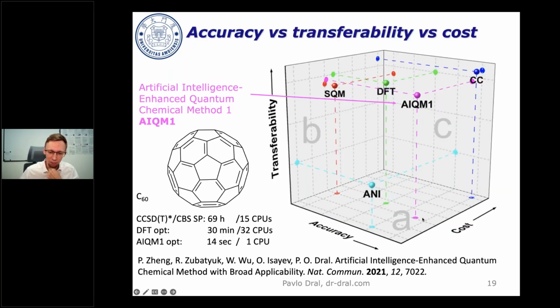If you look at this simplified scheme of accuracy, computational cost, and transferability, you can see that ANI-1ccx is trying to approach the gold standard, the very accurate method coupled cluster, while the cost is that of low-level semi-empirical methods, which are at the bottom end of accuracy in quantum chemistry, but they are fast. If you look at the time, this gold standard method takes about 70 hours just to run one simulation. It's not even a geometry optimization. With ANI-1ccx it's 14 seconds on a single CPU.